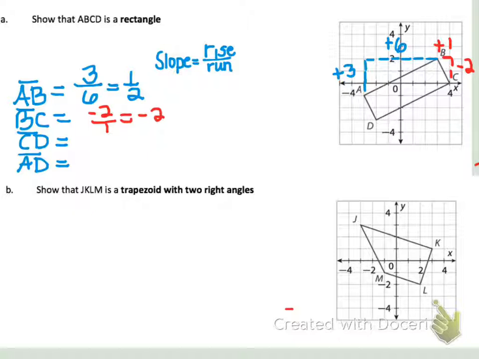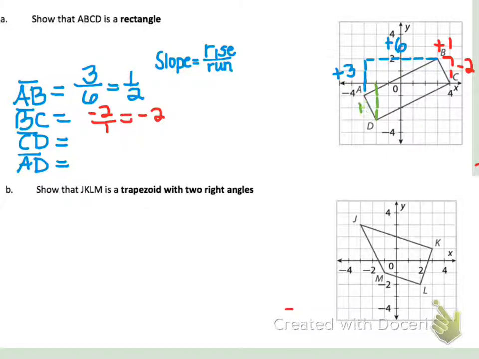CD. So to go from D to C, I usually just start on the left, like the point that's furthest to the left, and go to the right. But you could also go from C back to D. It's up to you. So from D, I'd have to go up 1, 2, 3. So I'd go up 3, right?